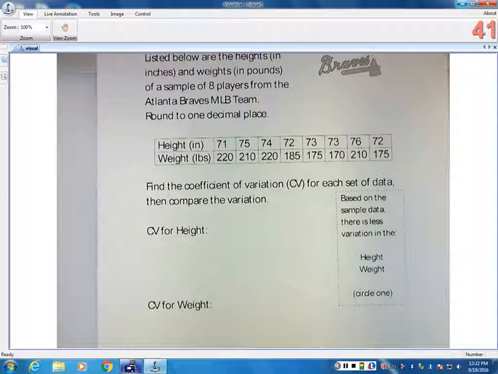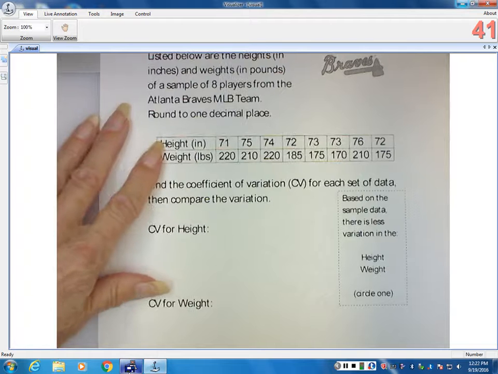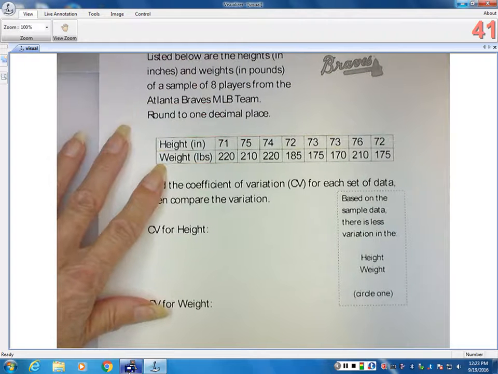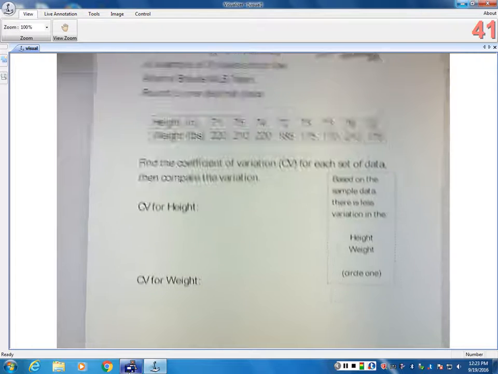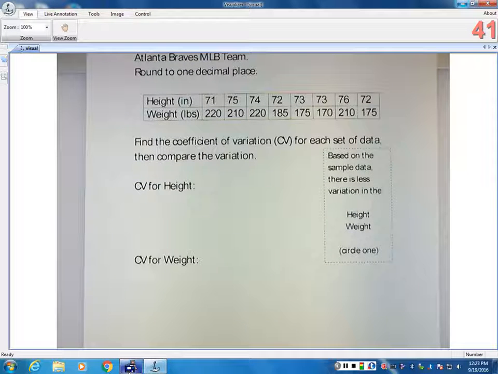What we have here is the heights and the weights of a selected sample of 8 players from the Atlanta Braves. Now we can find the mean of the heights, we can find the mean of the weights relatively easily. We can also find the standard deviation of both of them. And just for a quick review of how you do that one-bar stats, one more time.